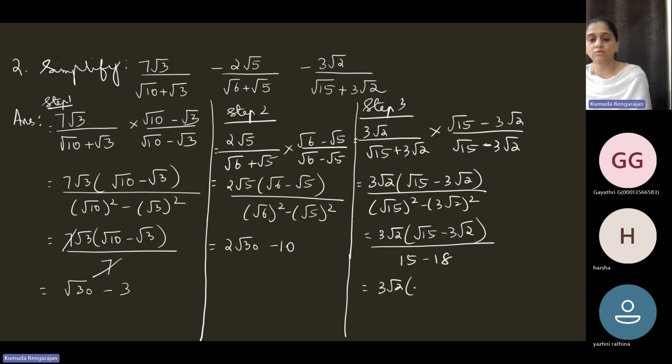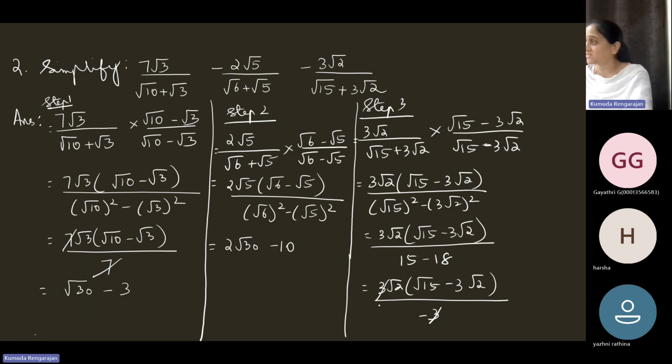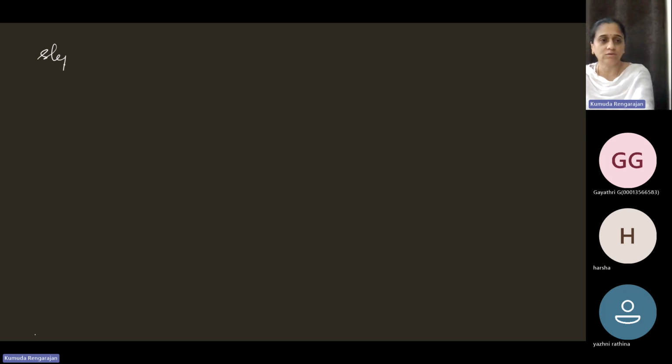So this is 3 root 2 into root 15 minus 3 root 2 over minus 3. Not 3, minus 3. Now minus and minus get cancelled. Now take the minus sign to the numerator. Root 3 and 3 get cancelled. So don't multiply the numerators. Don't multiply 3 root 2 with the terms inside the bracket. Just wait. So now we have minus 3 in the denominator. So 3 and 3 get cancelled, right? So now we'll have to multiply. The minus goes to the numerator. This is step 3, continue.